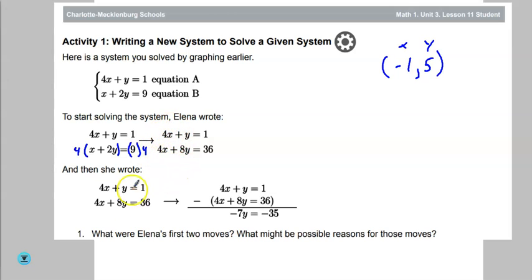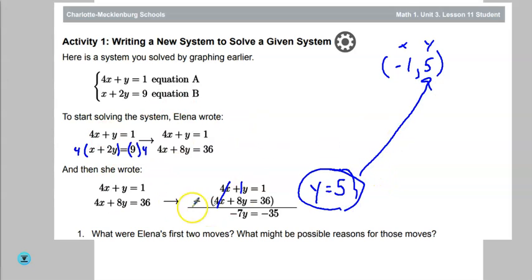Once you have two equations that have the same coefficient for x or y, you can add or subtract. If they're both positive, you want to subtract. So now Elena is going to subtract them. 4x minus 4x, 0. 1y minus 8y is -7y. 1 minus 36 is -35. And she stopped right there. If we took it one step further, -35 divided by -7, negative divided by negative is positive 5. And we know that's right. So Elena did everything right.